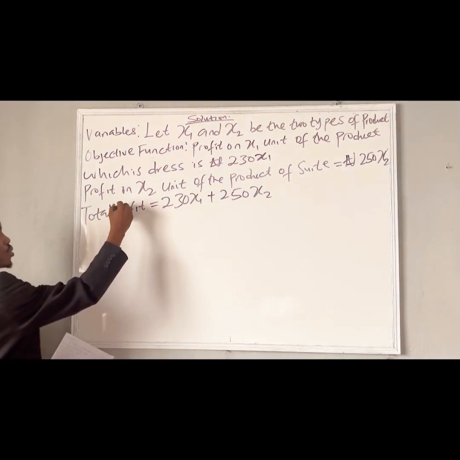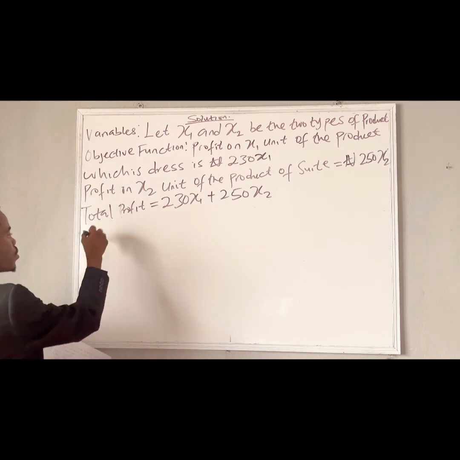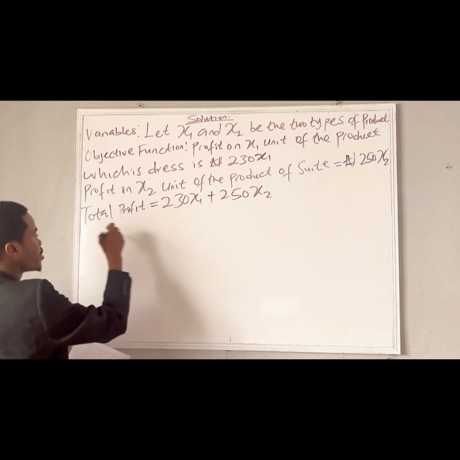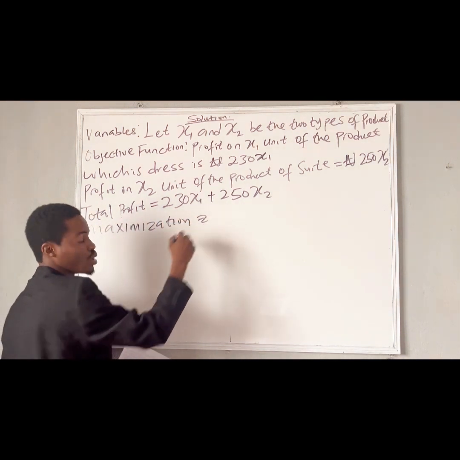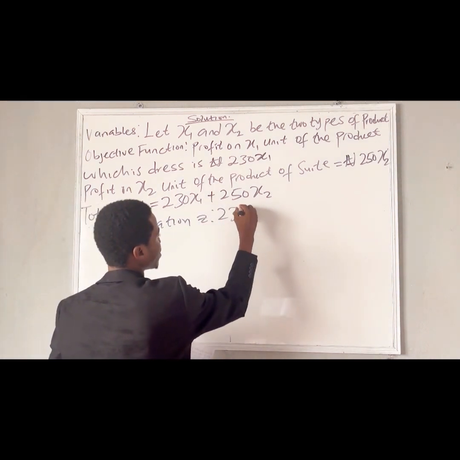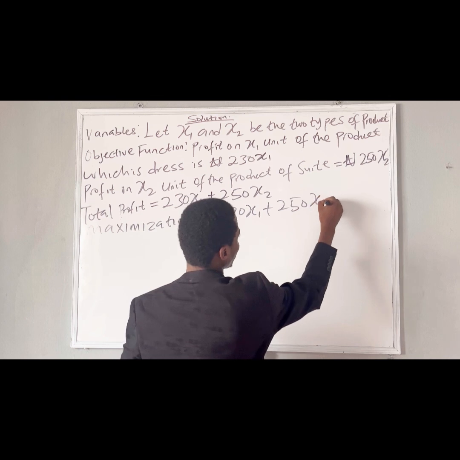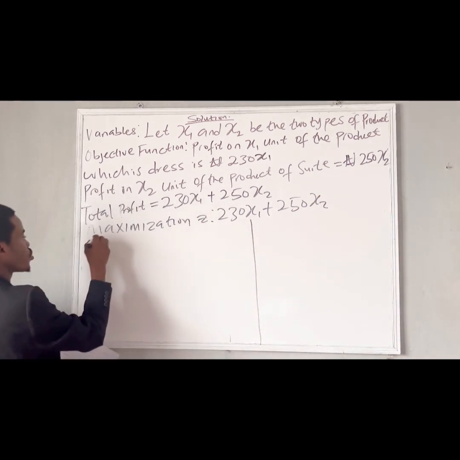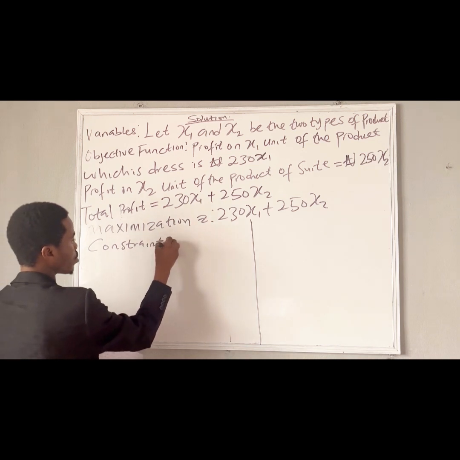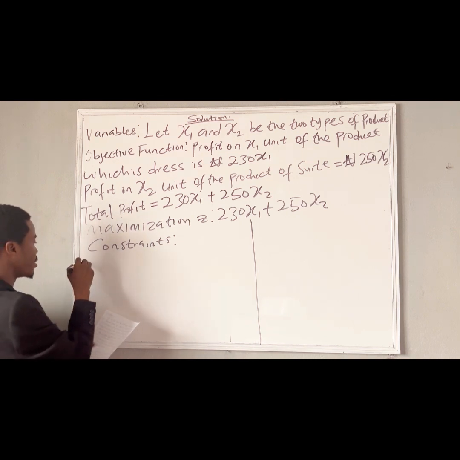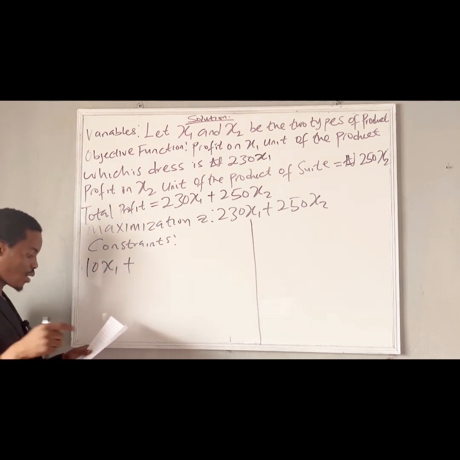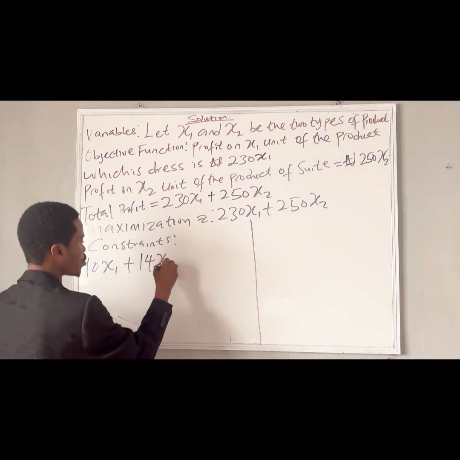So this is the objective function. Since our total profit is this, we now have maximization of z. In the objective function we maximize 230x1 plus 250x2. So our constraint will now be: on a dress we have 10x1 plus 14x2 for the cotton on the suit.